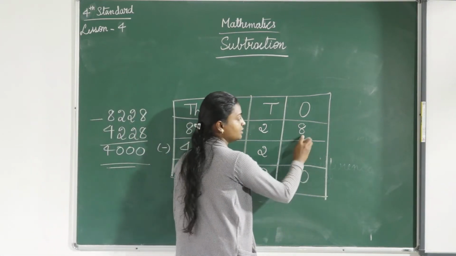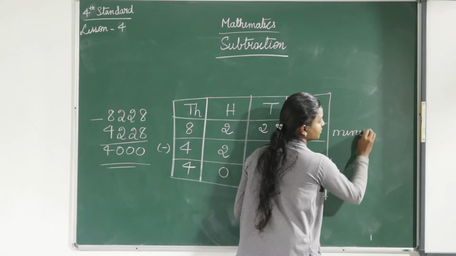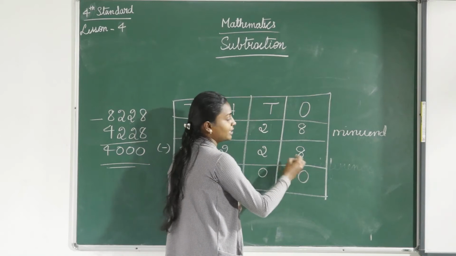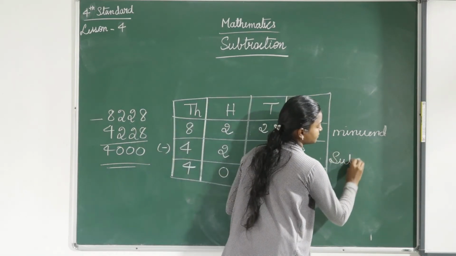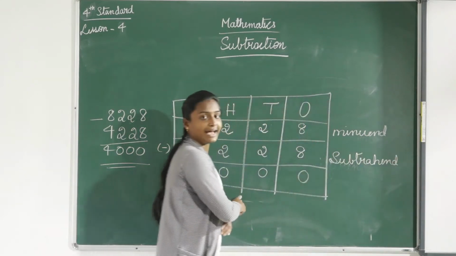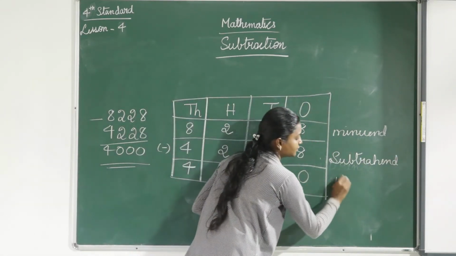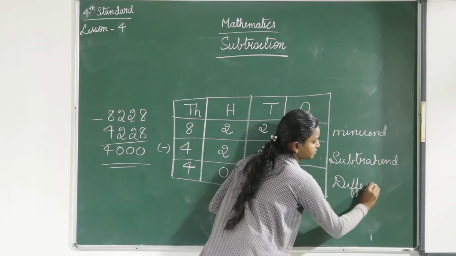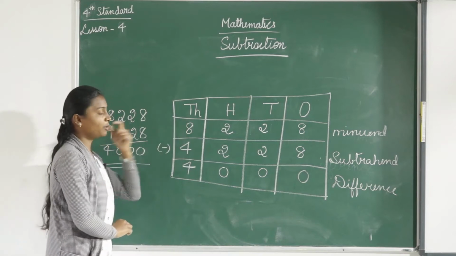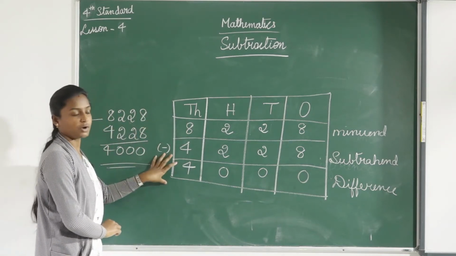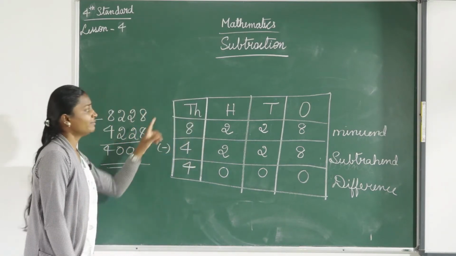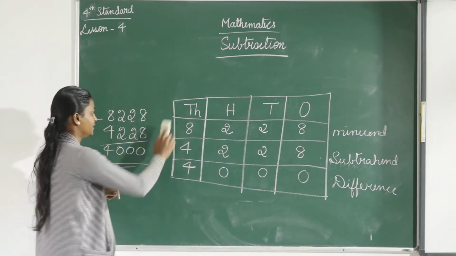Which is the minuend? The first number is the minuend, the greater number. The other number is the subtrahend. And the answer you got is the difference. So this is subtraction with the help of a place value table without borrowing. Now let's subtract without borrowing, without the help of a place value table.